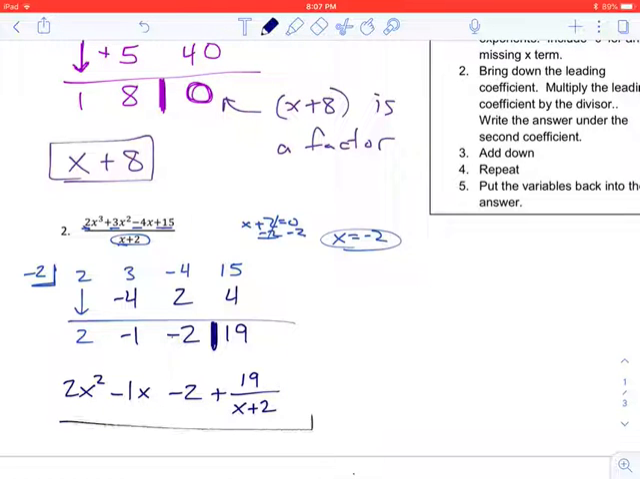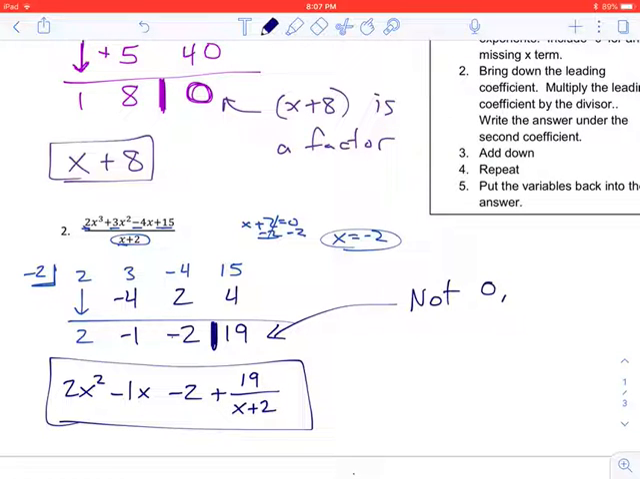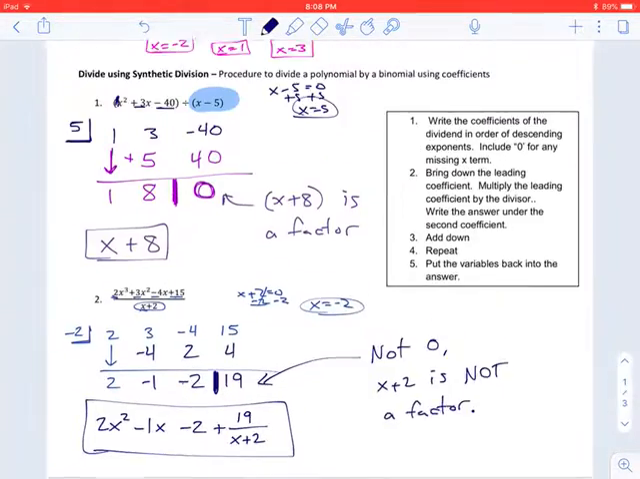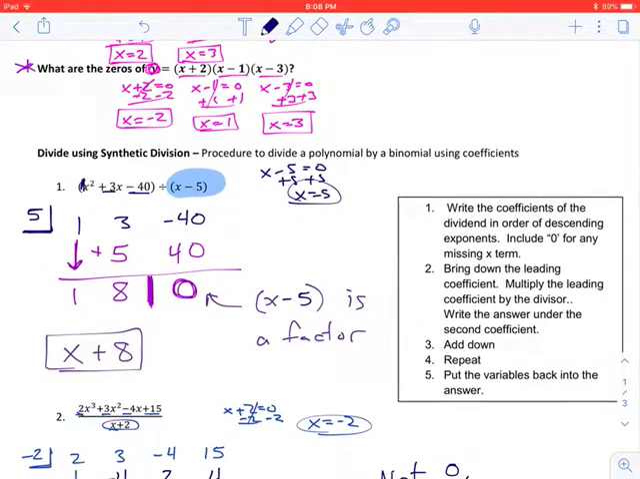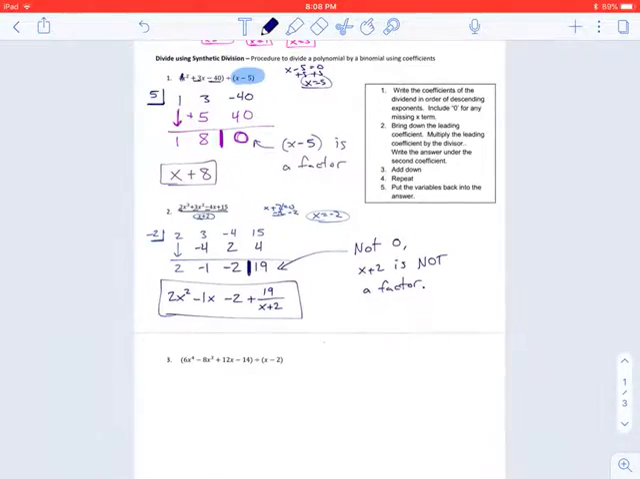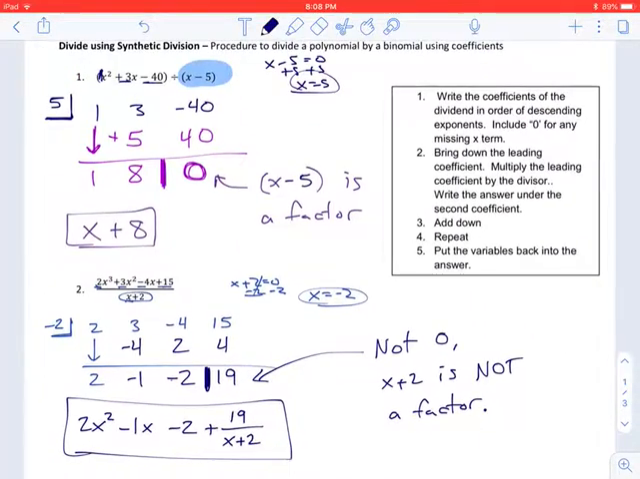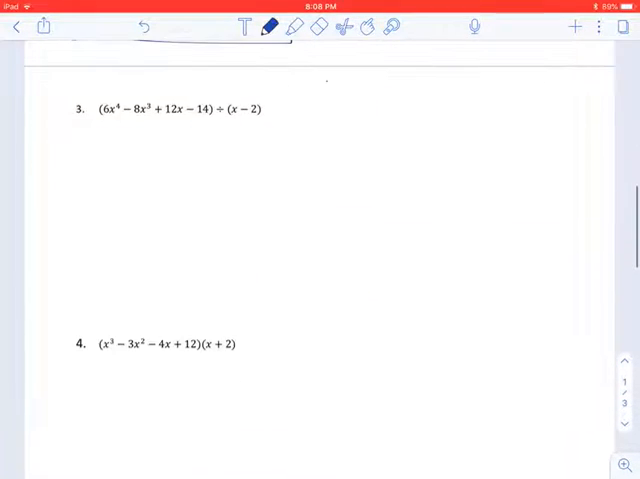Because there was a remainder, I have to go ahead and add that into my answer. And since it's a 19, not 0, that means that x plus 2 is not a factor. Okay? Or in this case, we could have said x minus 5 was or was not a factor. Okay? So either way. All right? So hopefully that's making a little more sense. Let's go ahead and look at a couple more examples here.